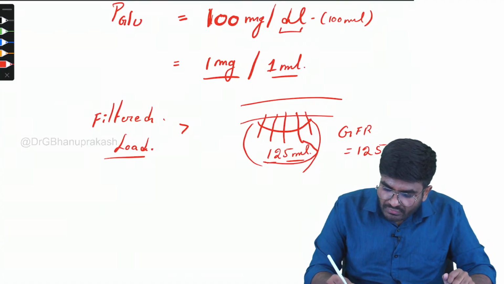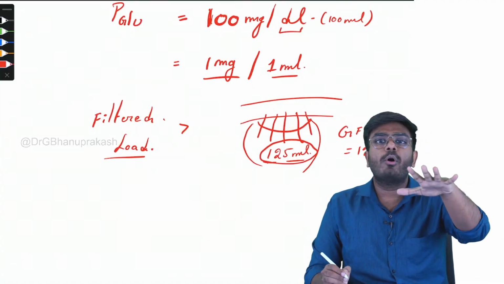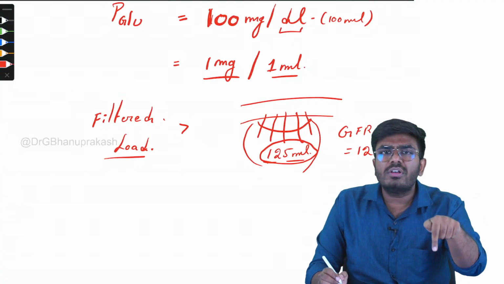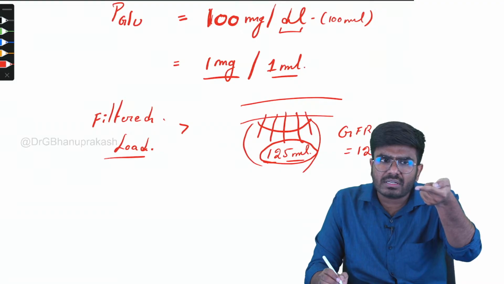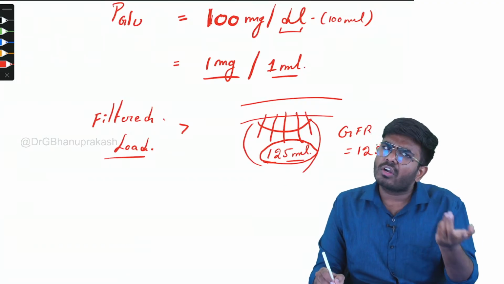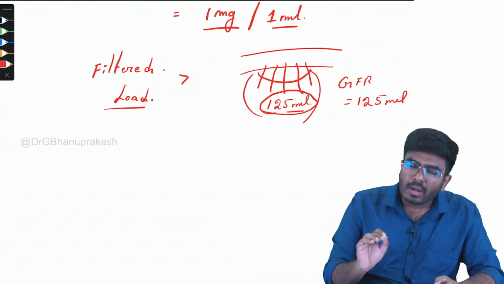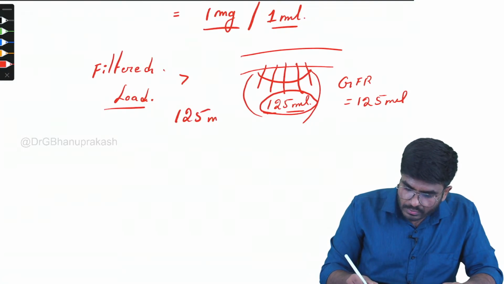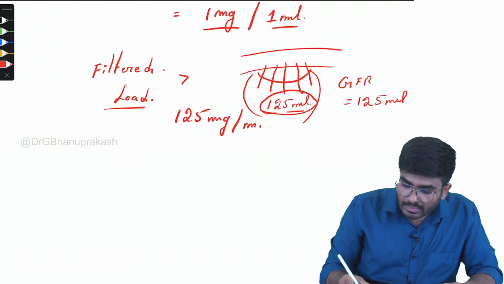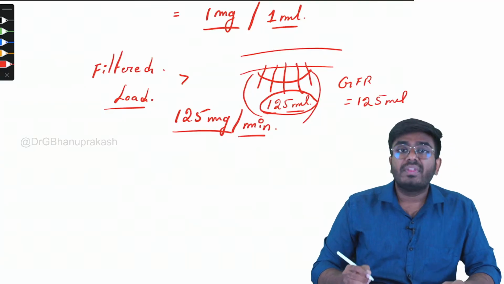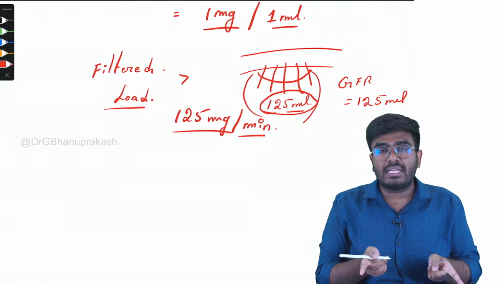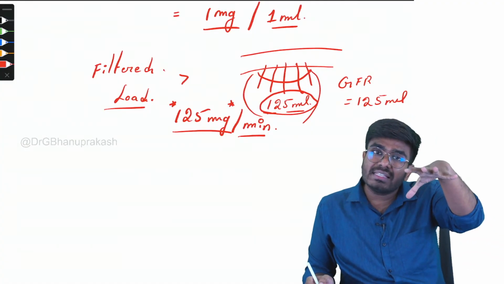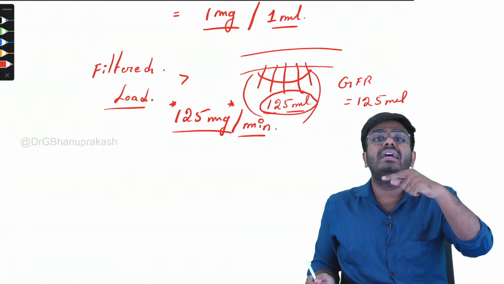If 125 ml is coming into the Bowman's capsule, if 125 ml is filtered, how much glucose is getting filtered? 125 milligrams. So normally, the filtered load in you and me is 125 milligrams per minute. Every minute, in both the kidneys, in all 3 million nephrons, 125 milligrams of glucose is filtered. So this is the filtered load.